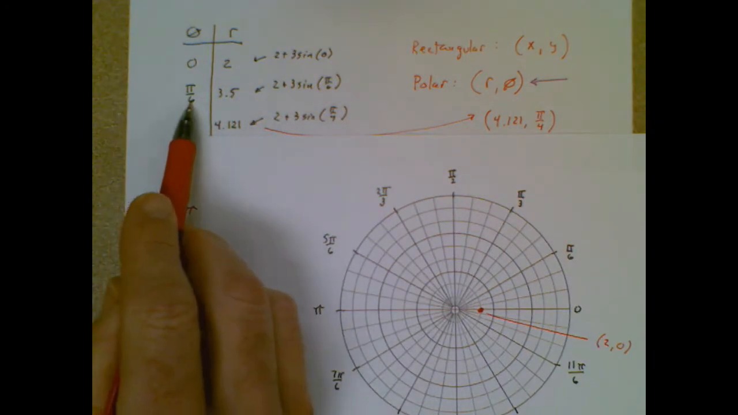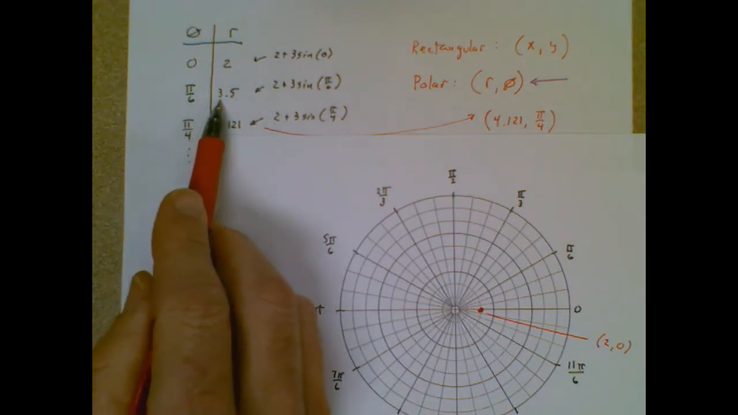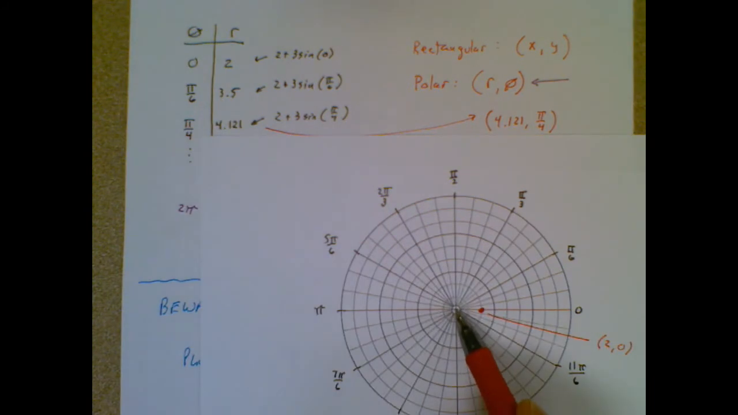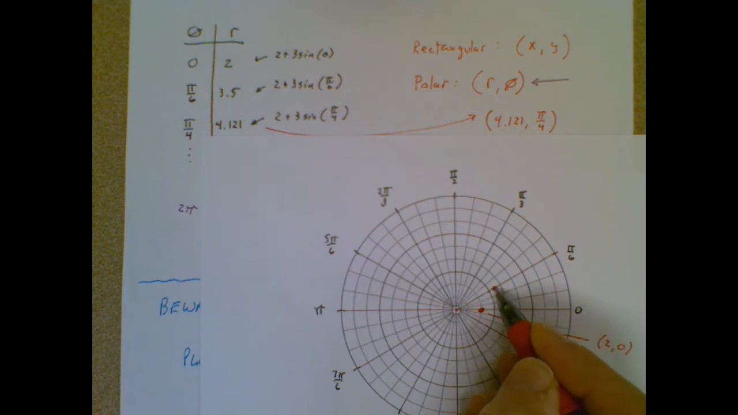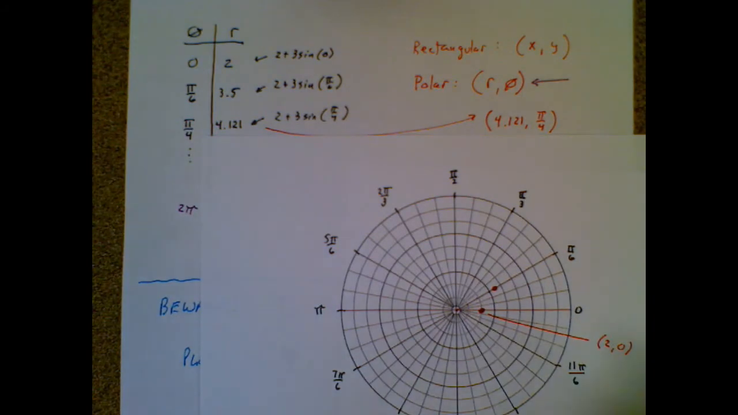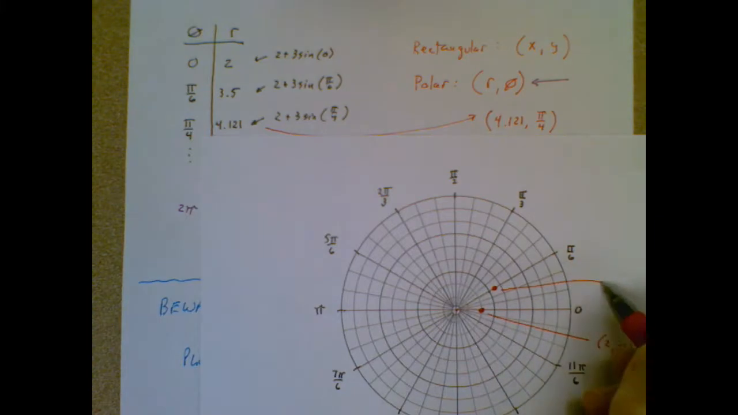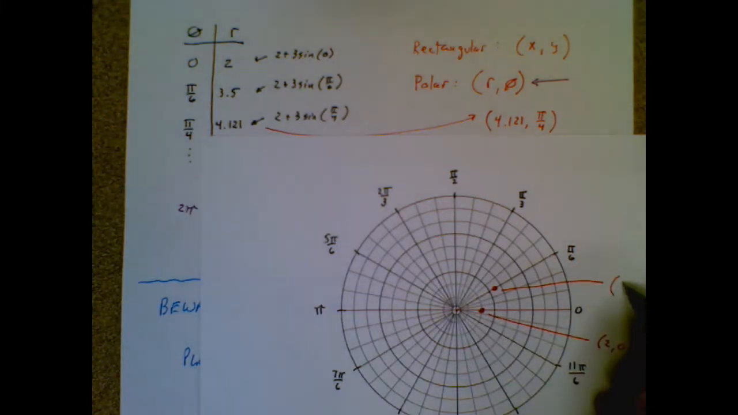Pi over 6 is my theta. R is 3.5. That means I start at the origin. I shoot out at the angle or towards the pi over 6 on the unit circle, and I go out 3.5 units. There's 1 unit, 2 units, 3 units, if I'm counting right. There's 3.5 units. There's my second dot on my graph, and if I had to put that in an ordered pair, it goes r, theta, so that's 3.5, comma pi over 6.